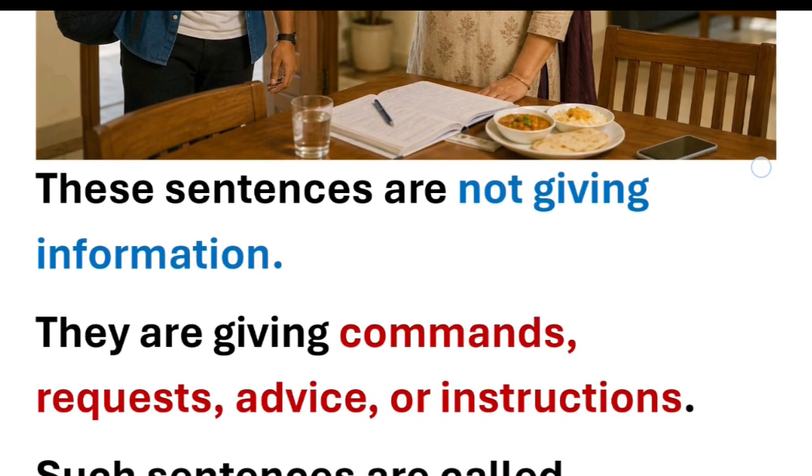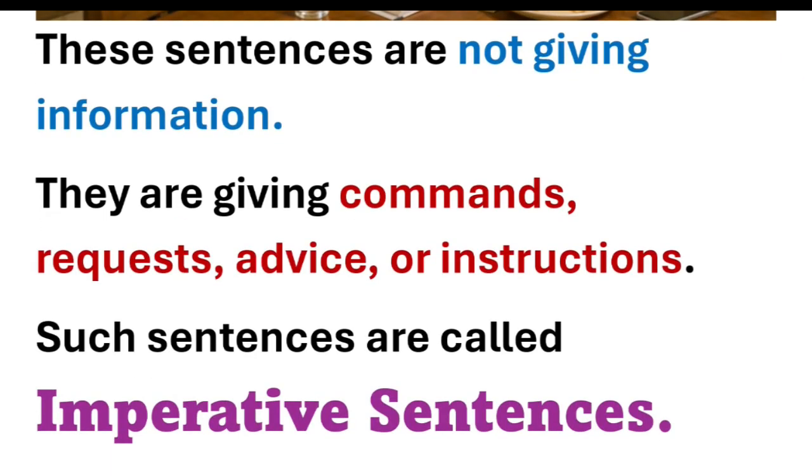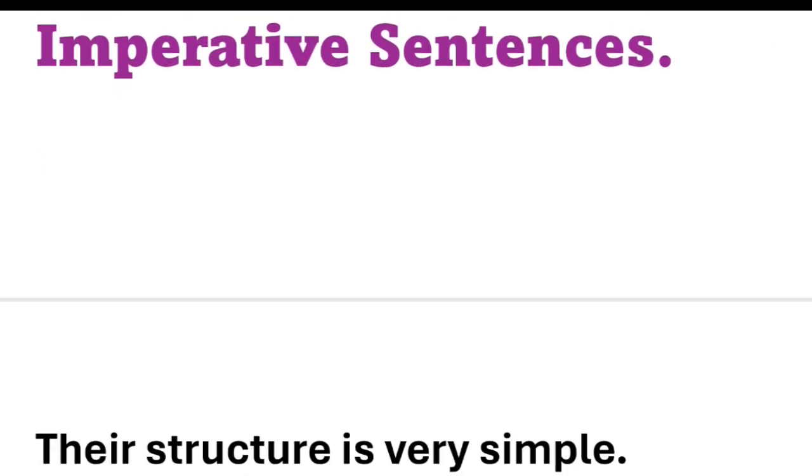These sentences are not giving any kind of information. They're giving commands, requests, advice, or instructions. Such types of sentences are called imperative sentences because they don't give information. They simply give commands, requests, advice, or instructions. Hence, they are imperative sentences.